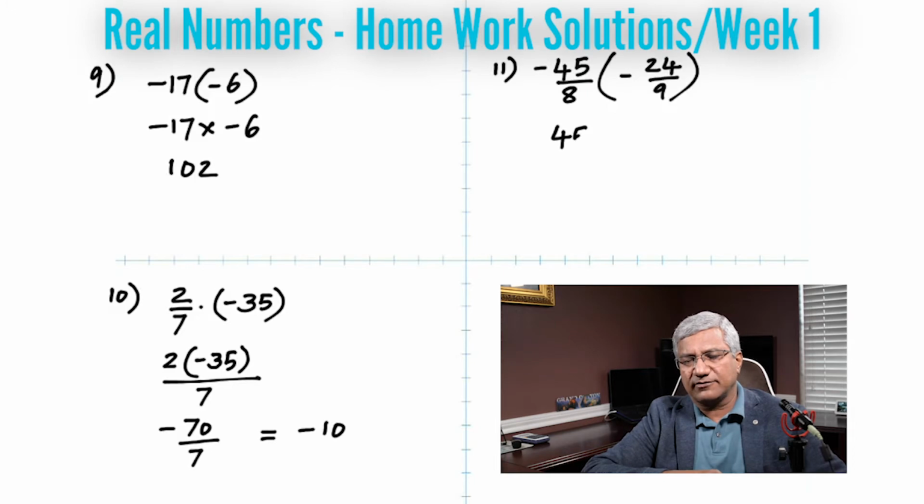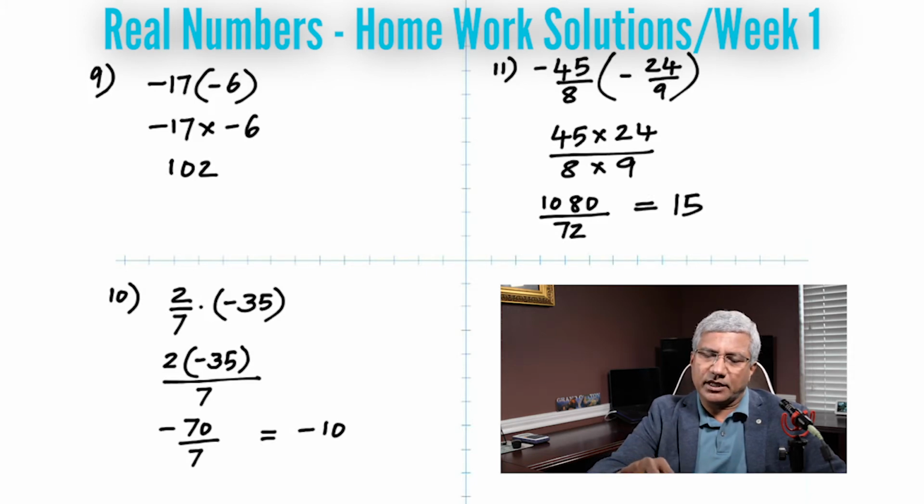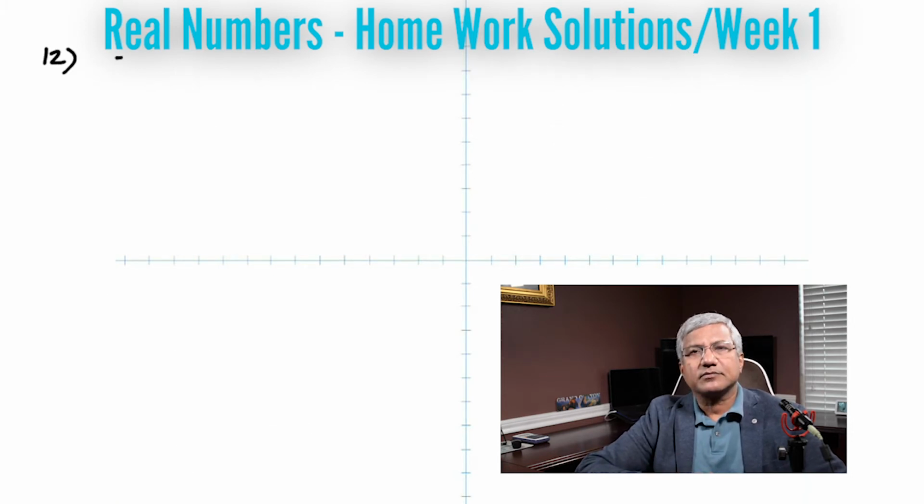So that's going to give 45 times 24 divided by 8 times 9. And that's 1080 in the numerator by 72, which gives 15. And remember that negative times negative is again a positive, so I've not included the sign because it's a positive. All right? Number 12.